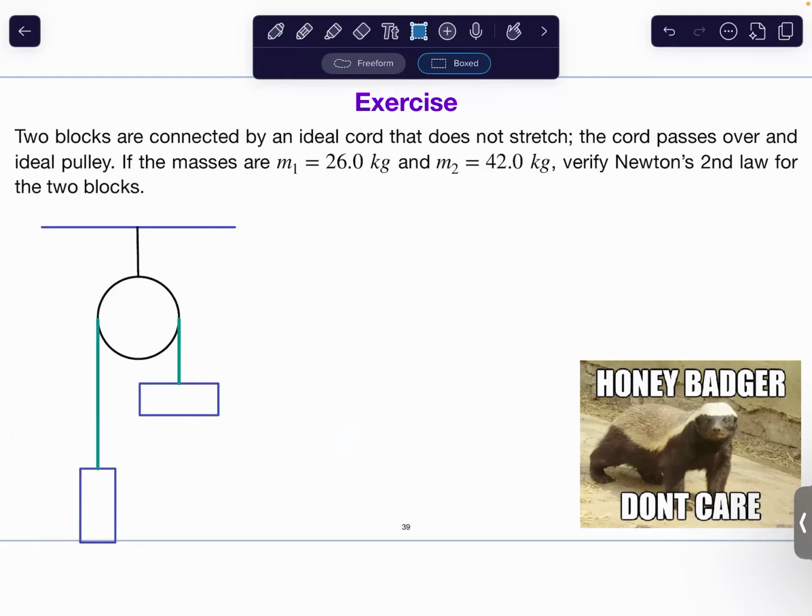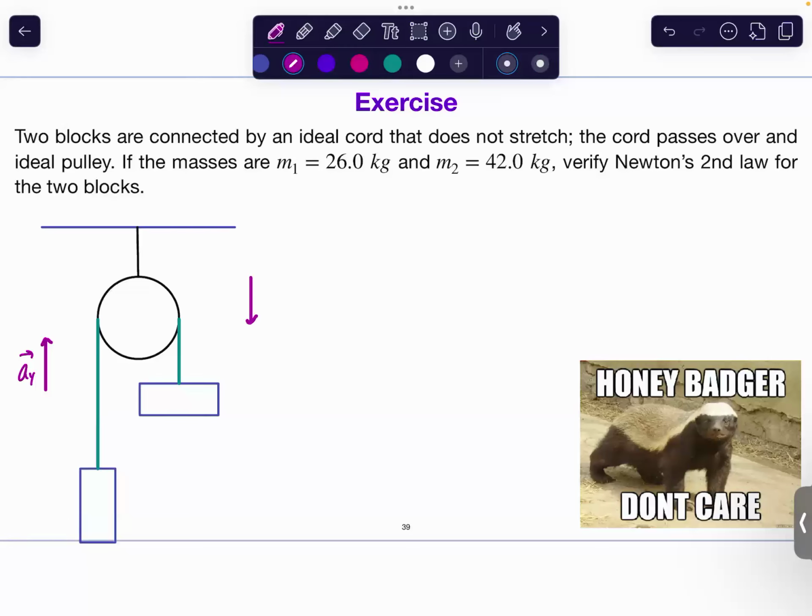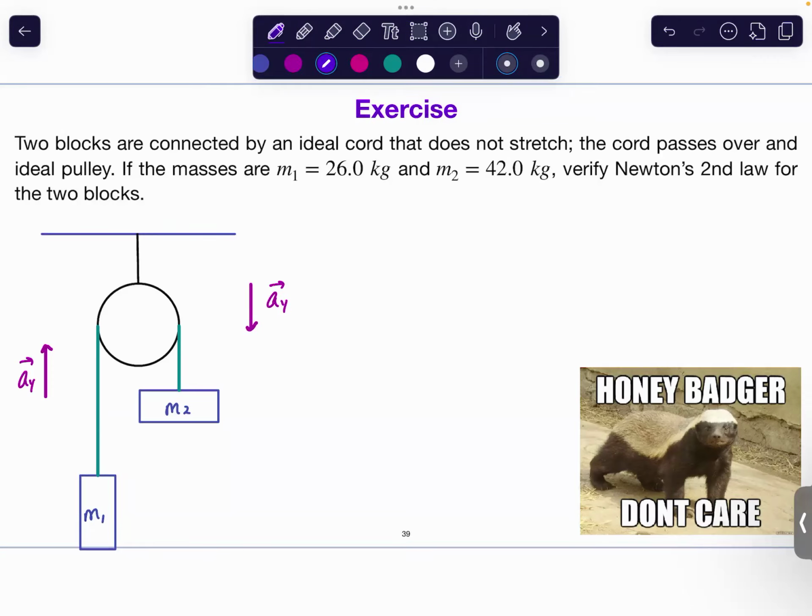So you have your standard Atwood machine. Acceleration. So it's going to be moving around that way. Mass 1, mass 2. And then what is this? Verify Newton's second law for the two blocks.